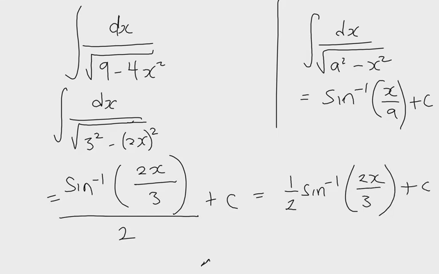Okay, so that's it. It was divided by 2 because that variable has been multiplied by a constant, which is 2. That's why it is divided by 2. You don't need to divide this one by 2. There's no need.